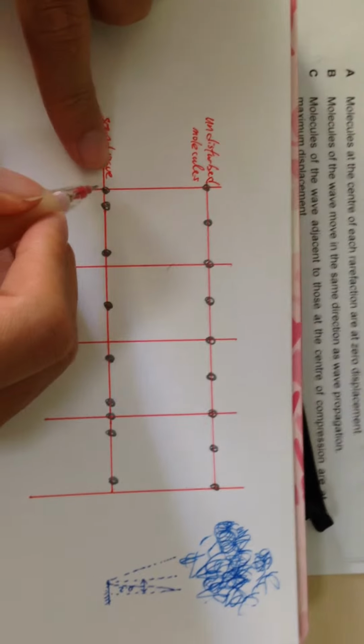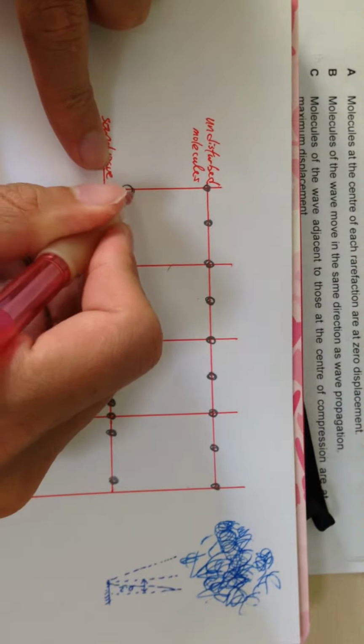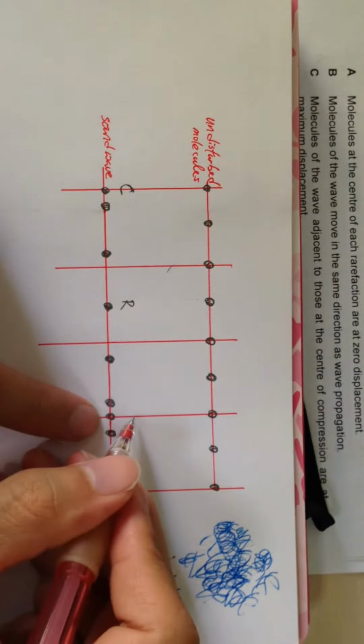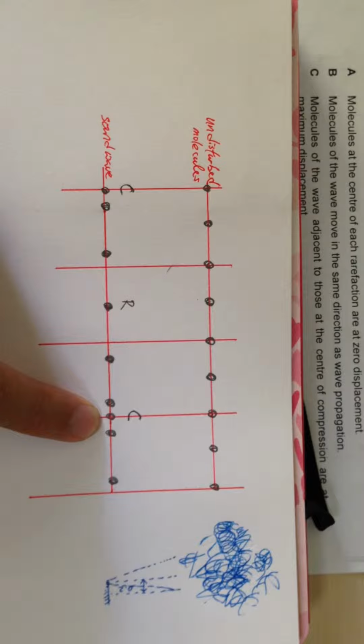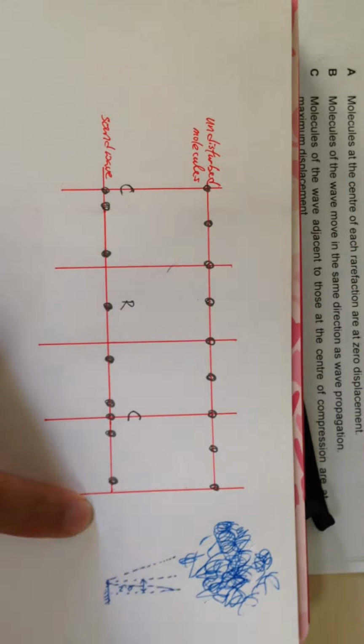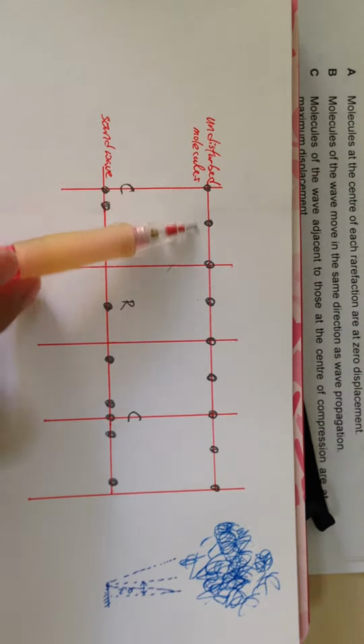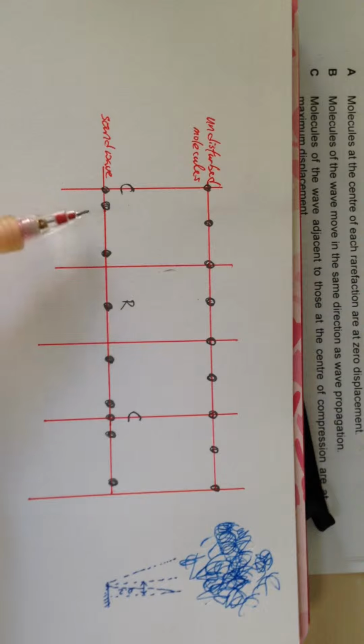So just one look, you can see that this one must be my compression. This one must be my rarefaction, then followed by compression, and then the rarefaction is on the other end. So let's establish this. You can see the top one is all the undisturbed air molecules. This is when the sound wave comes through. So you will have compression, rarefaction, compression, rarefaction.